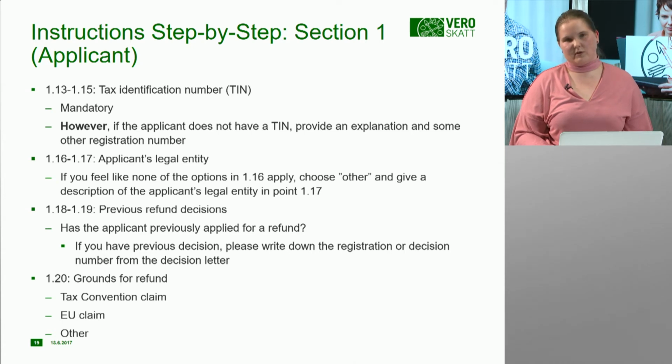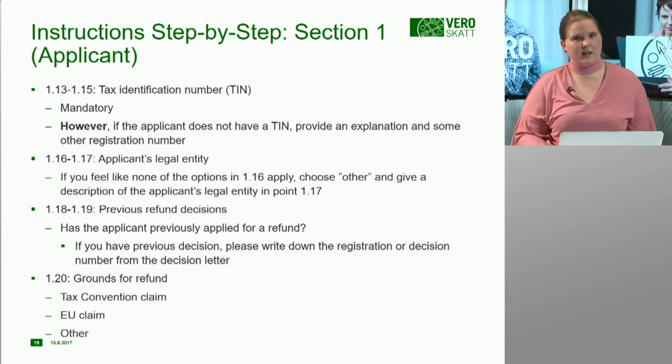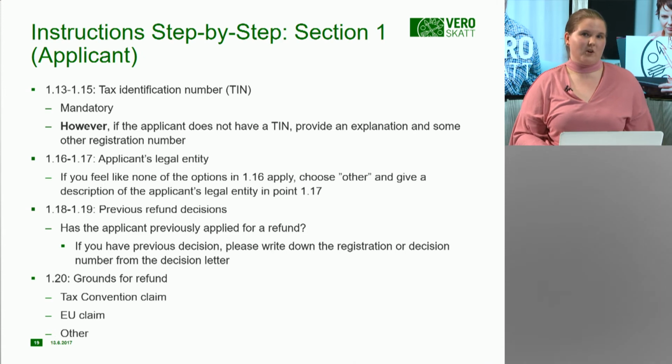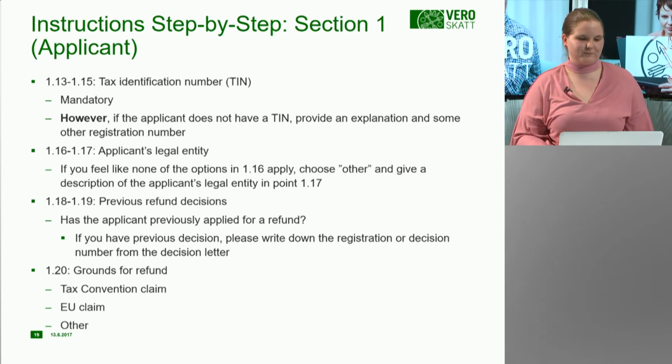And as you know, the grounds for refund can differ. So we have the tax convention claims, EU claims, as well as some other claims. Now, if you don't find that you apply to tax convention or EU claim, you can always tick other and provide more explanation. There are some more detailed instructions on what these three different ones entail online, so go and have a look at the instructions after the webinar.